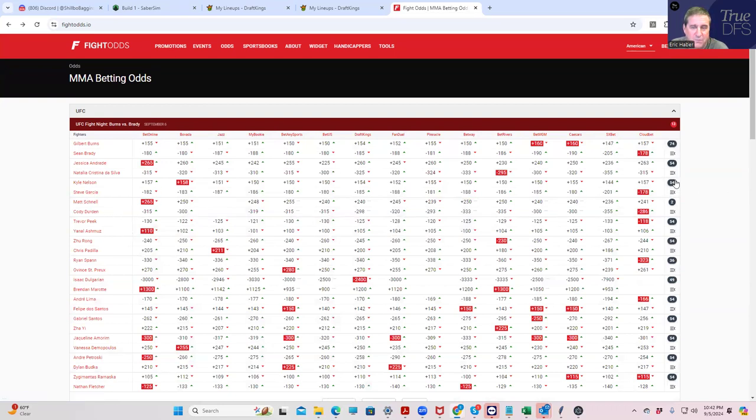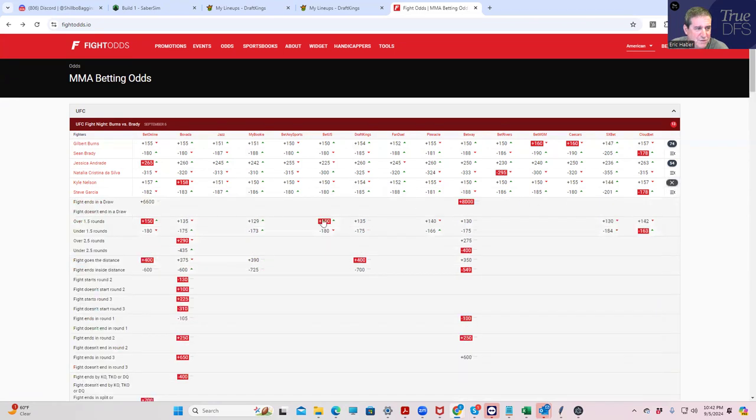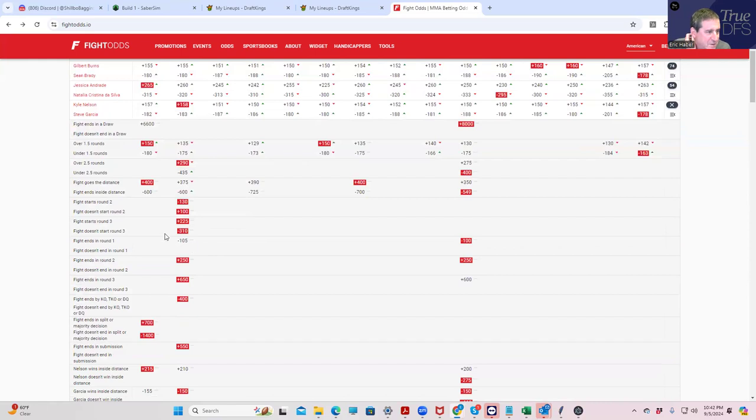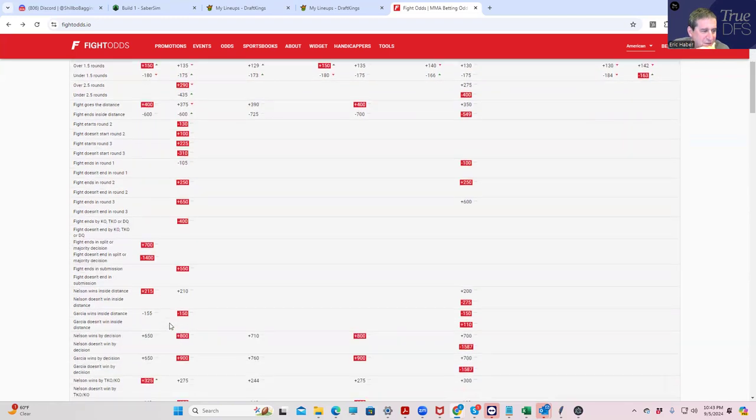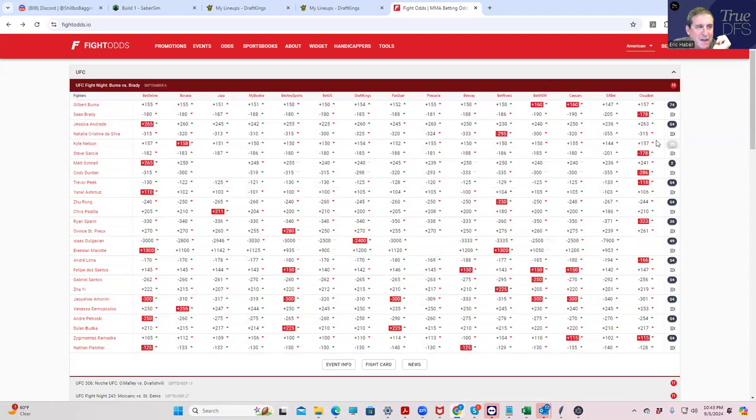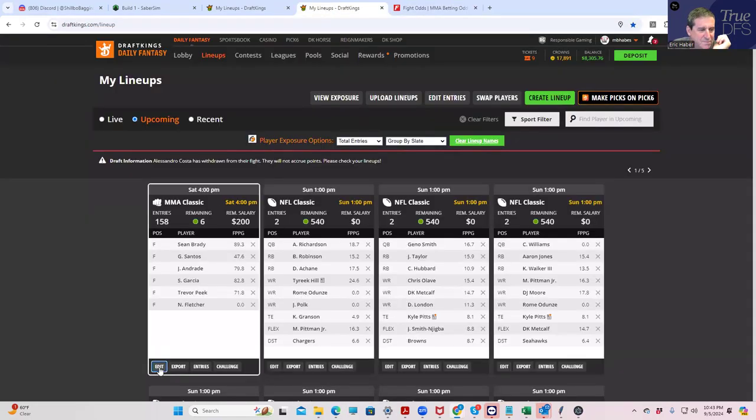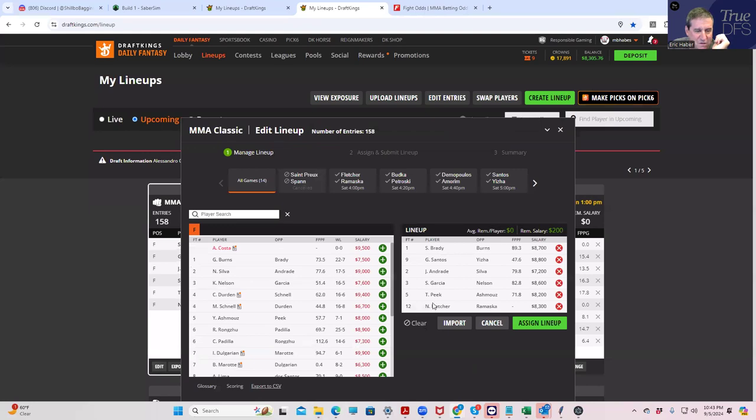The next one, which probably should have been the first one, is Kyle Nelson versus Steve Garcia. This is a huge favorite to finish. You look at the inside the distance line, it's like minus 500 or so. So huge upside, and it comes from both sides of this. You have Garcia minus 155 inside the distance, and Nelson himself is plus 215. At his price, that is extremely strong.